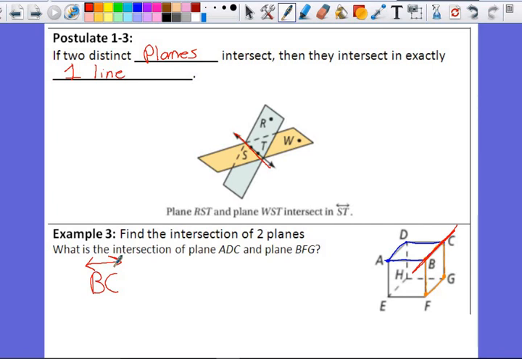Now, sometimes you can tell this without actually having to do the work. The problem is C is not in both. You'll see some where you'll be able to do that. But what I would suggest doing is drawing on there like that every single time to be able to figure out where they intersect, all right?